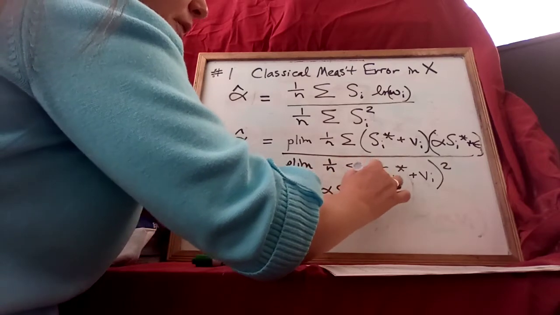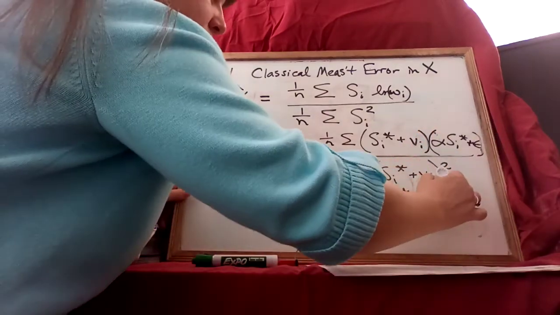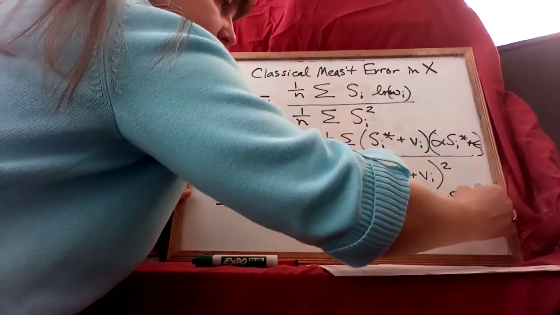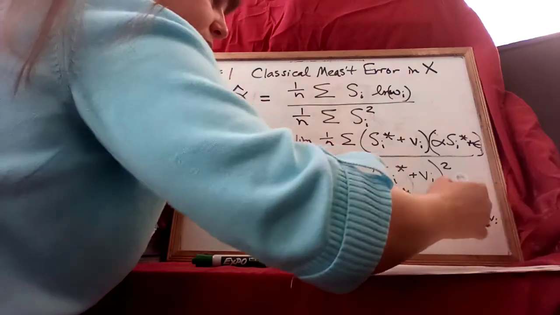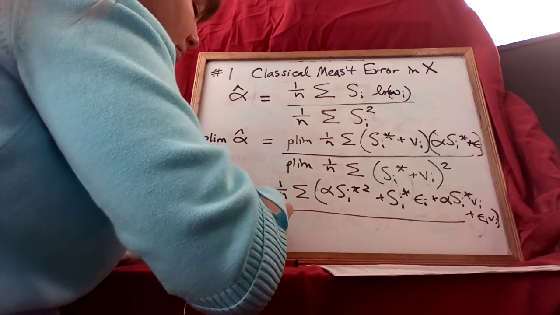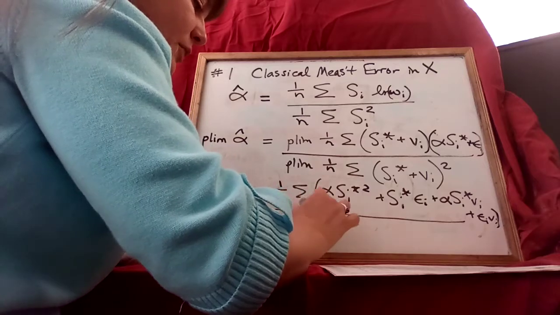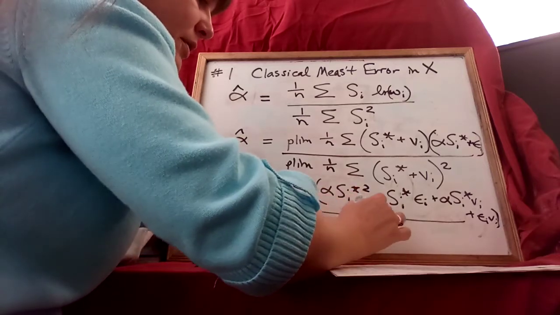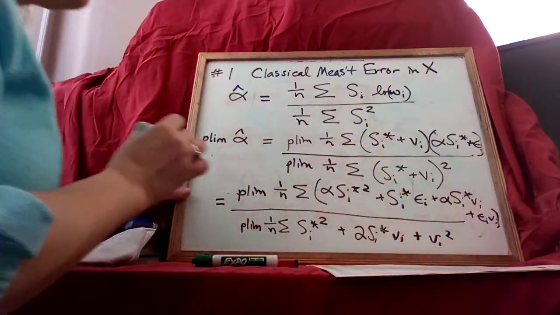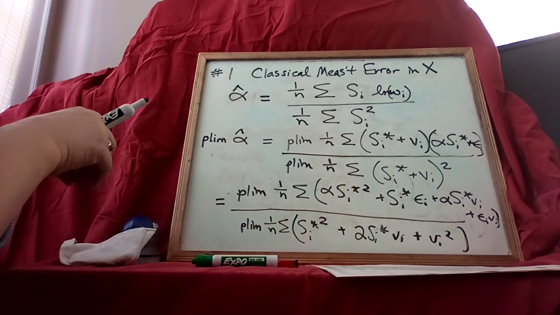Alpha S_i star squared plus S_i star epsilon_i plus alpha S_i star V_i plus epsilon_i V_i. Big ugly equation. On the bottom, again, we're going to actually square these things. And so we get S_i star squared plus 2 S_i star V_i plus V_i squared. Now, what we'd love to do is do some canceling.